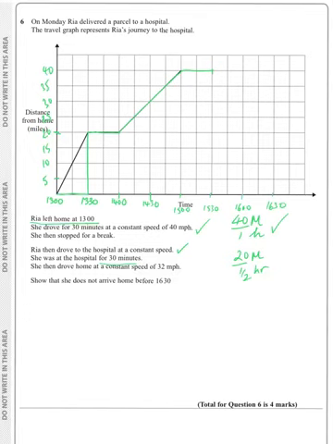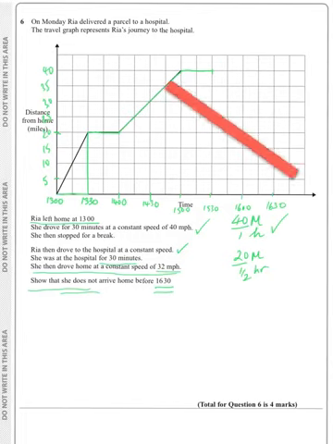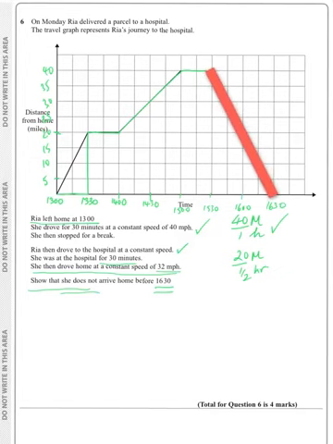So it says she then drove home at a constant speed of 32 miles per hour, show that she does not arrive home before 16:30. Well, I think what I would do here is I would assume that I've got home at 16:30 and then work out what speed that would have to be and see if it tallies with what we're given. So give me a moment to get a straight line up here. I'll do that in red, I hope. And then this is a little bit larger than what I wanted, but it will do for now.